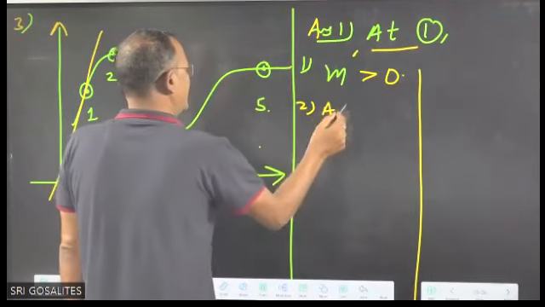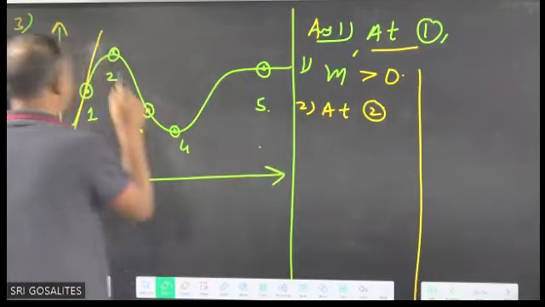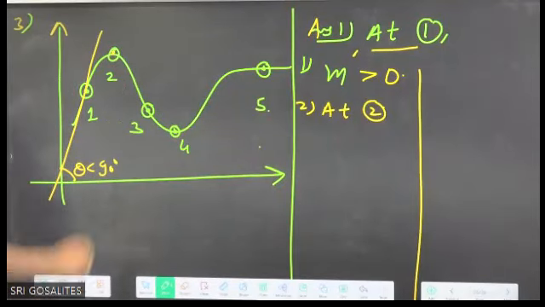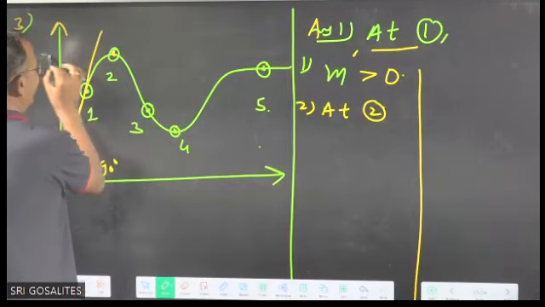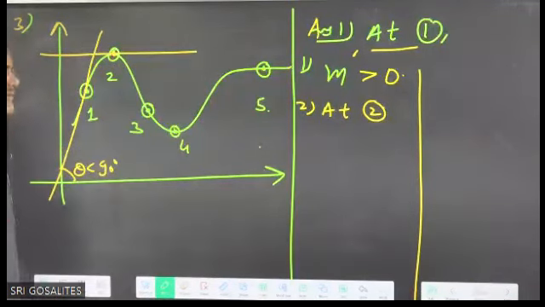Second, at the second point, what is the value of slope here? Tell me in the text. Second point, at the top point, is called the maxima point. The tangent is like this. So how much angle is it making with the x-axis?